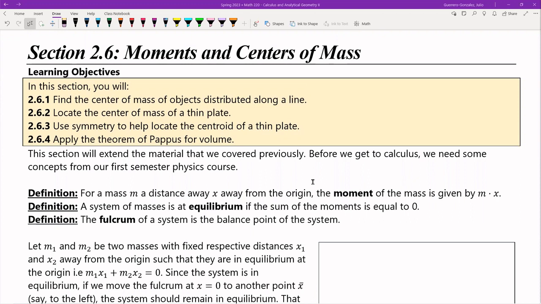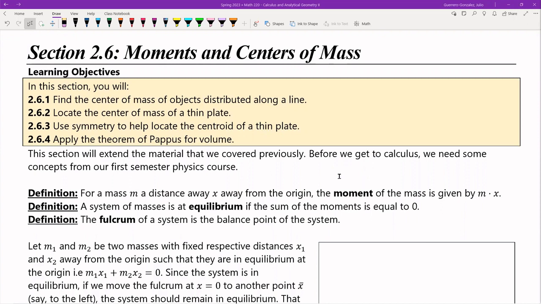Hello, everyone. This is the lecture for section 2.6, Moments and Center of Mass. This is going to be another section in our study of Calc 2 and our study of integrals that'll have some stuff that comes specifically from a first semester physics course. In particular, the definition of moments and center of mass and equilibrium. Just keep an eye on that we're trying to use this to study integrals. So let's go ahead and get started.